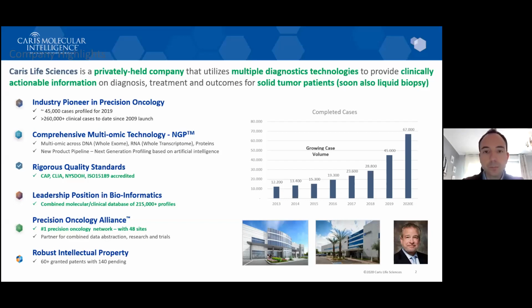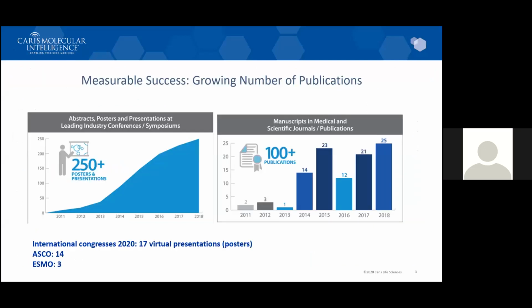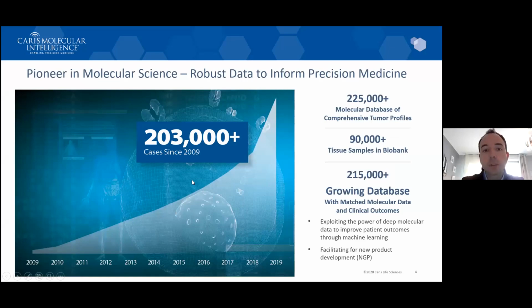So let's continue. Here are our numbers of publications. You see it's a very strong output in the year 2020: 17 publications, 14 at ASCO, 3 at ESMO. Then I would like to tell you that we have a very strong database of over 215,000 connections, on one side the profiling data with the clinical outcome data. This is important because it is the foundation for producing artificial intelligence-based predictors, but we will come to this later on.